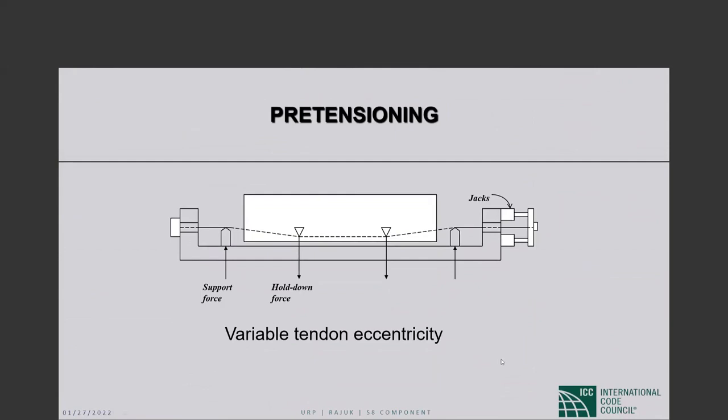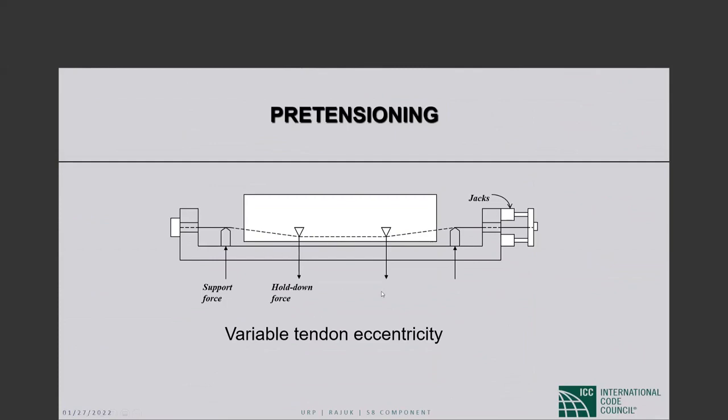So here is a variable tendon. The first one we saw was a constant eccentricity tendon. Here's a variable eccentricity tendon. So what we do here is that we have hold down devices. This is a hold down device, that's a hold down device, there's a hold down device. So we determine what kind of eccentricity we want.